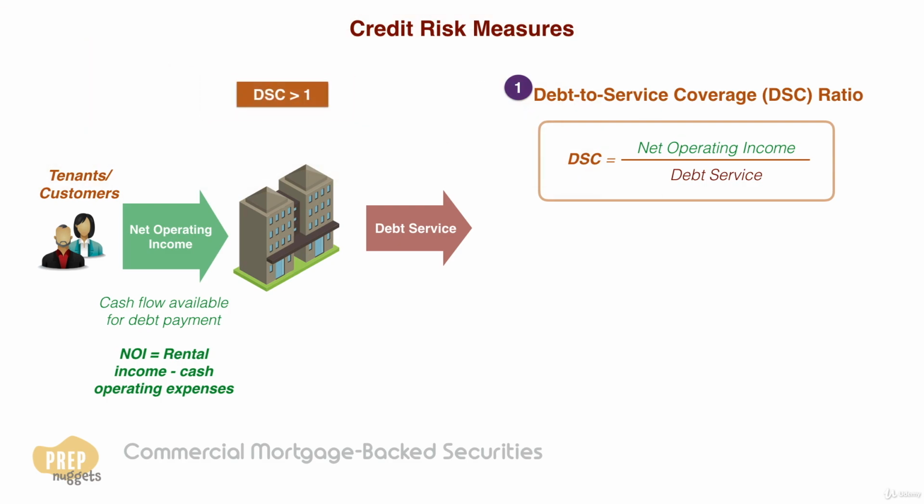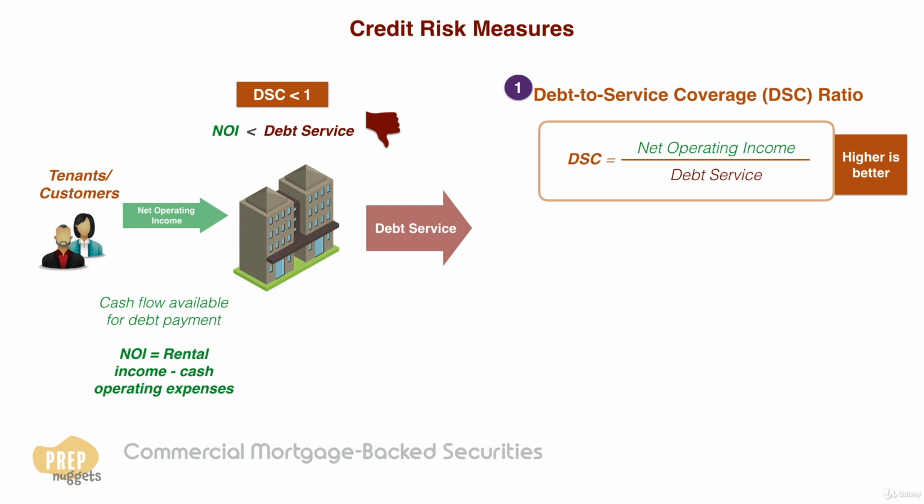A DSC ratio that exceeds 1.0 indicates that the cash flows from the property are sufficient to cover the debt service, while maintaining the property in its initial state of repair. This is desirable and crucial to getting a good credit rating. The higher the DSC ratio, the more likely that the borrower will be able to meet the debt servicing requirements. Conversely, if the DSC ratio is below 1.0, the cash flows from the property are insufficient to cover the debt service. The credit quality may suffer as a result. The point to note here is, a higher DSC ratio is better from the perspective of the lender.